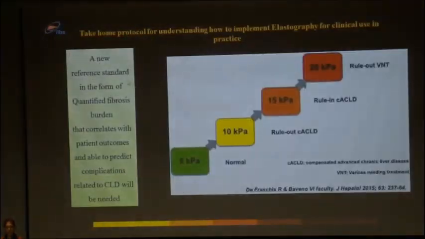The only take-home protocol that I would like to give you is the protocol we could follow, this rule of 5, 10, 15 and 20. A patient with less than 5 kilopascal, you can call normal. 5 to 10, you have to start looking for advanced fibrosis. More than 10, you have to rule out compensated advanced chronic liver disease. More than 15, you can rule in that the patient has compensated advanced chronic liver disease, and more than 20, you have to look out for variceal bleeds or any other such factors which will lead to a decompensated patient.